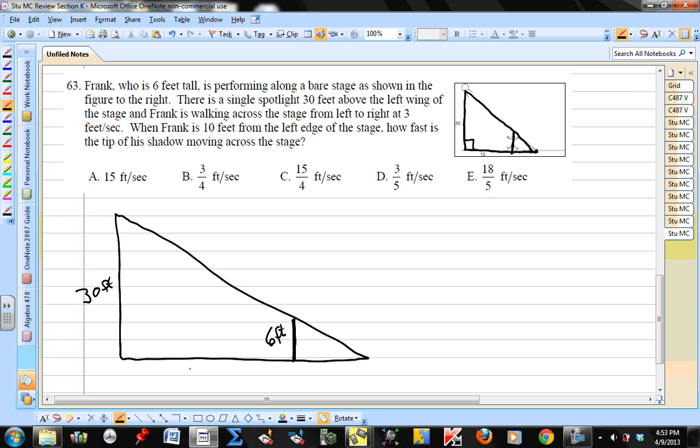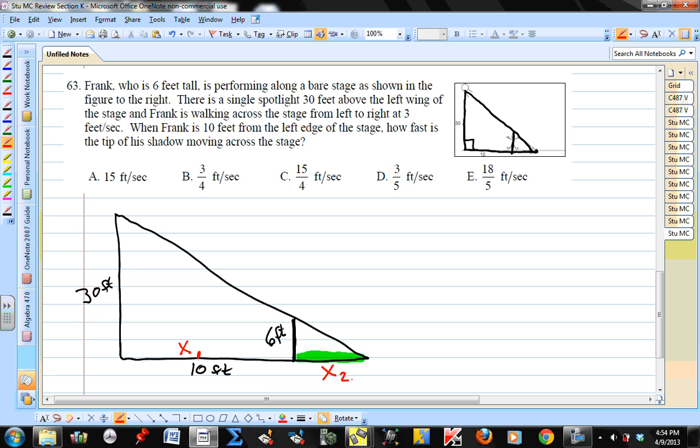6 feet tall. We know that this part of the stage is going to be 10 feet at the moment we're discussing. But as Frank moves, this is going to change. So let's call this, how about X? And down here we have an unknown length. Now, we don't know how long Frank's shadow is. Don't want to call that X also, but we can't really use X for two different lengths. So let's call this X1 and X2, X sub 1 and X sub 2. If you want to use different letters, that's up to you.